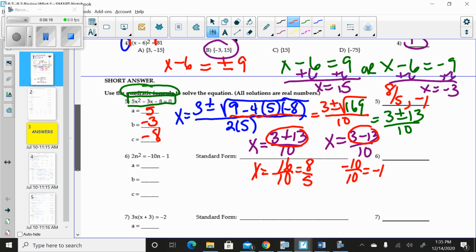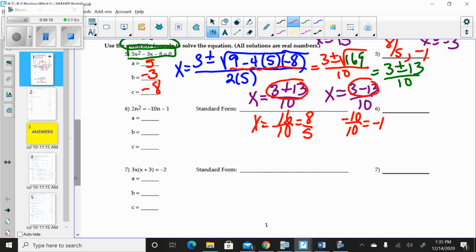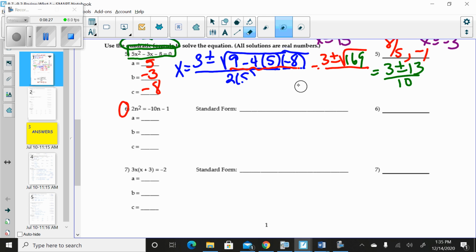Number 6, we're going to go ahead and do that one, and then I'm going to let you do 7 on your own. So we're going to do 6, and then you can do 7. I'll give you kind of a hint to start, but we're going to have you do that one. I'm going to get rid of this here so we have a little room.